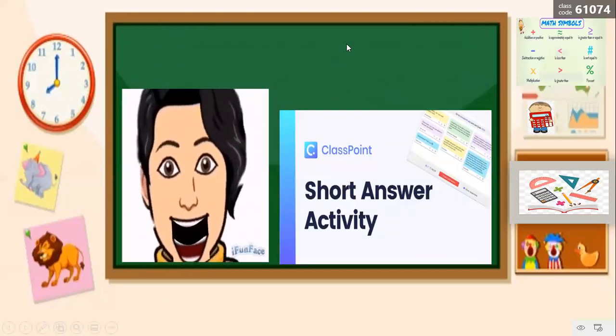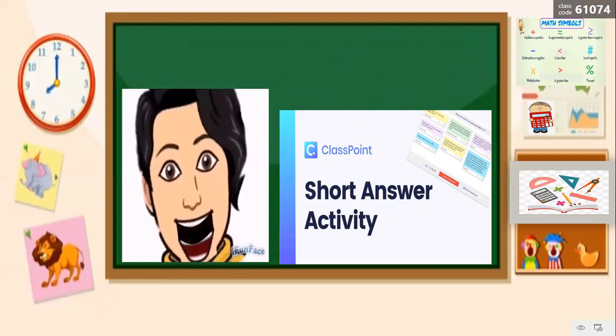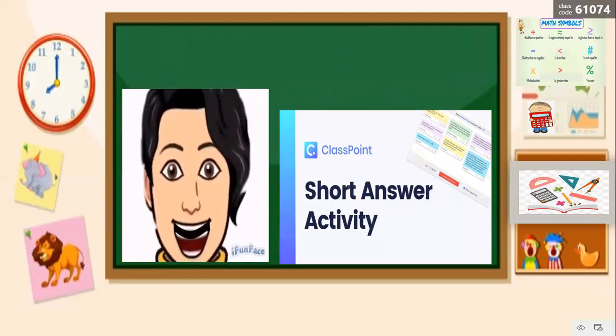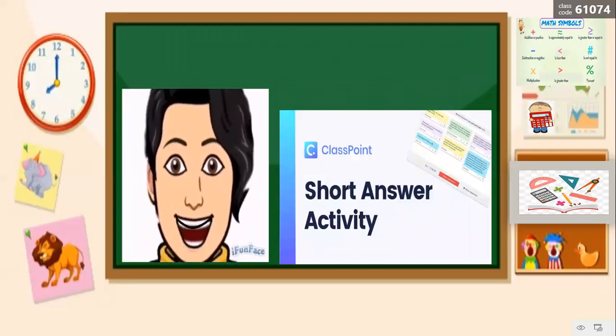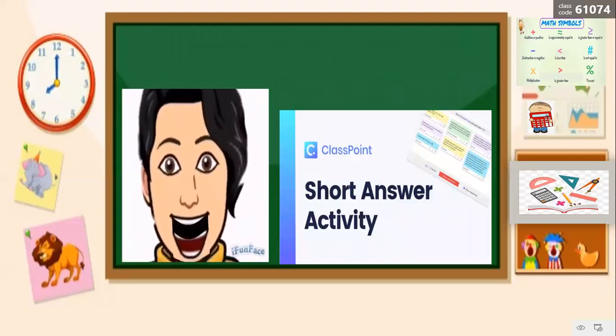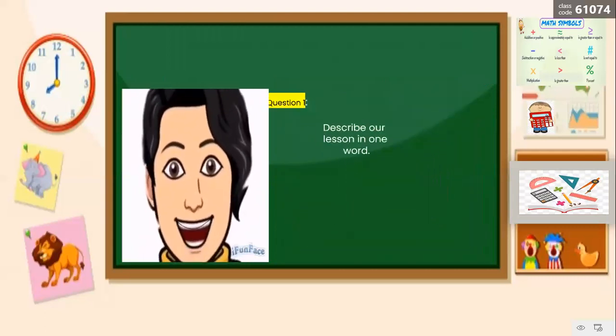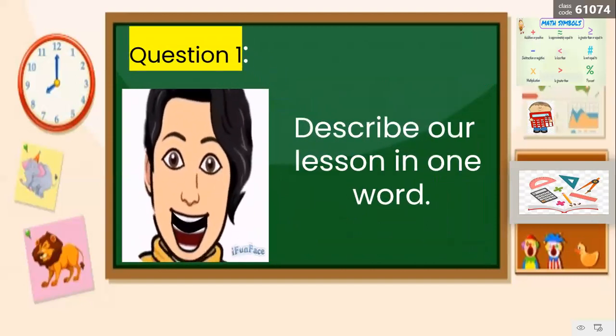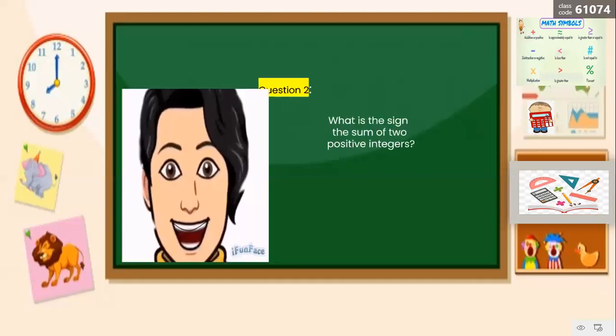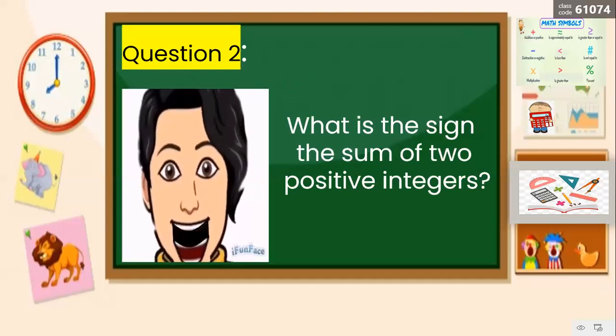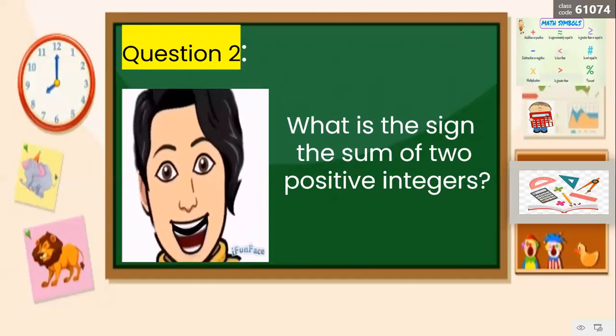Now, for short answer activity, there are 5 questions here. You only have 45 seconds to answer. Are you ready? Okay, so let's begin. Question 1. Describe our lesson in 1 word. Next, question 2. What is the sign of the sum of 2 positive integers?